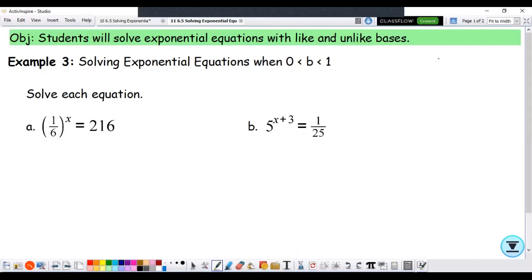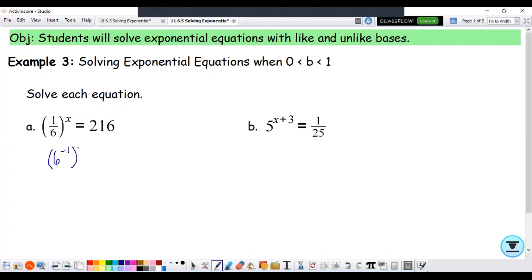In this video, we're still solving exponential equations, but we've got some other properties of exponents that we need to use in order to solve these equations. If you look at these two examples here, in each of them we have some fractions. What we're going to utilize here is the property of having a negative exponent. So if I want, I could rewrite 1 over 6 as 6 to the negative 1 power.